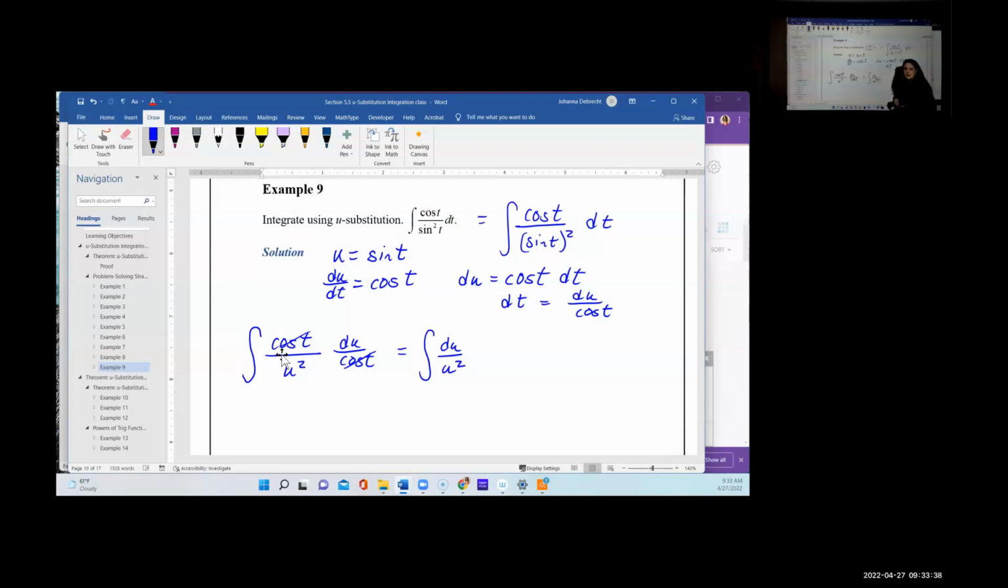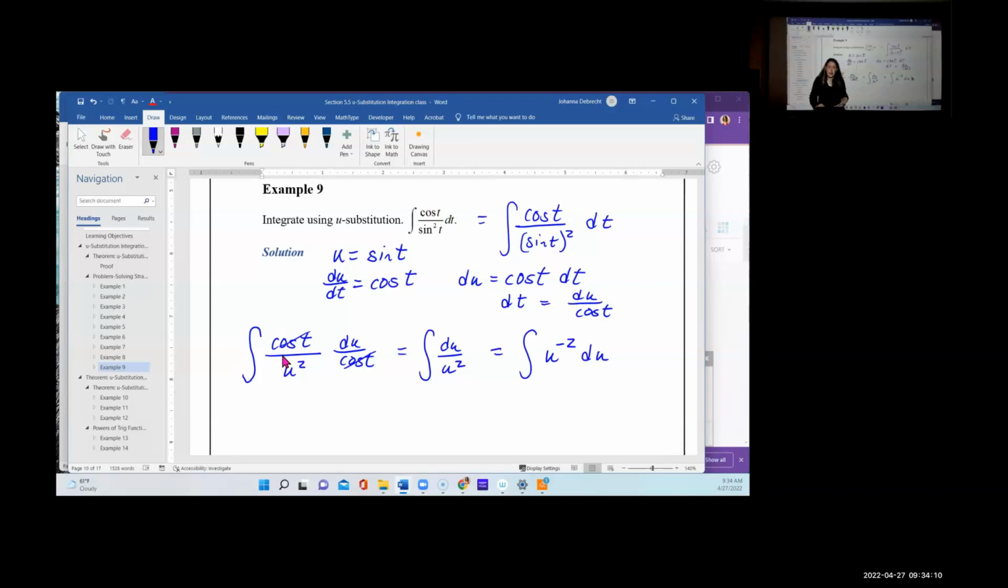I'll give you a hint. I want to use the power rule, but it's not written in a form where I can apply the power rule. So what do I need to do to it? U to the minus 2. Yeah, good job, Trevor. So what we want to do is bring the u to the negative 2 to the top by changing the sign on the power. So u squared in the denominator becomes u to the negative 2 in the numerator.